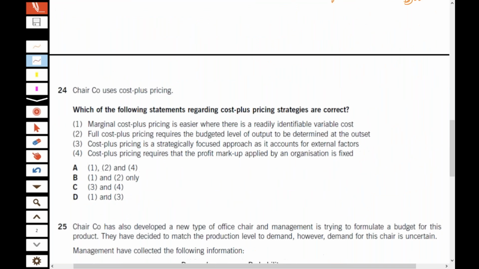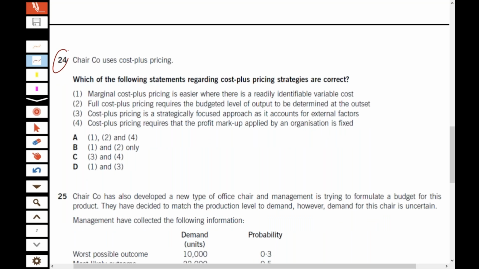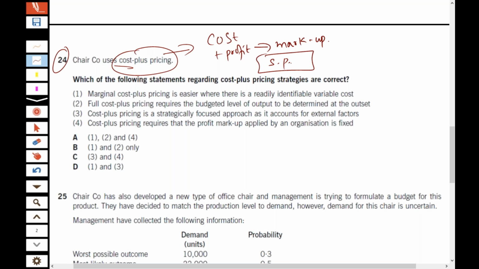Now question number 24. The chair company uses cost plus pricing. Cost plus pricing means cost, now add profit, which is usually called the profit markup. You will receive the selling price. Now come on, which of the following statements regarding cost plus pricing strategies are correct?